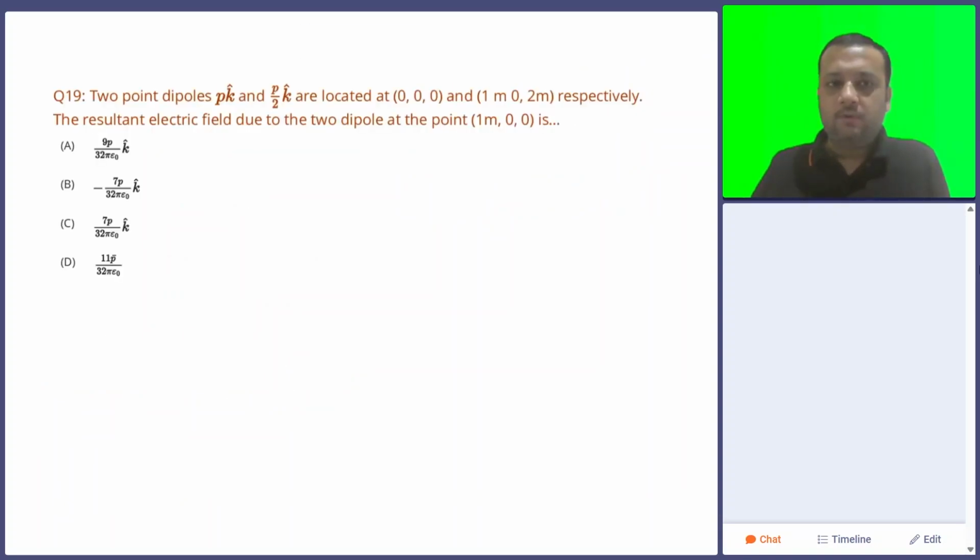Here we have got two dipoles. One of the dipoles is P k cap, located at the origin. I'm drawing this as the x-axis and this as the z-axis. Please note that this is the z-axis that I'm drawing, not the y. So P cap is a dipole kept at the origin, and P by 2 k cap is kept at 1, 2.